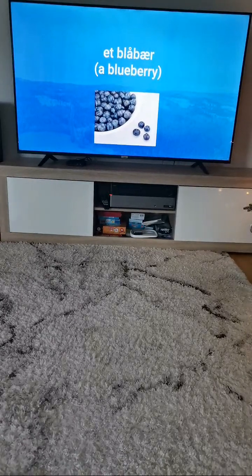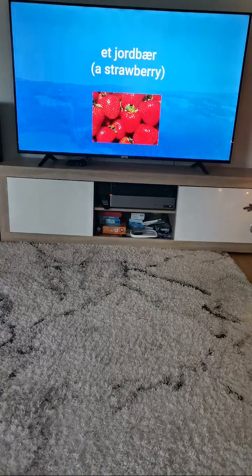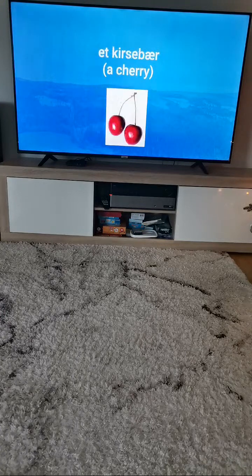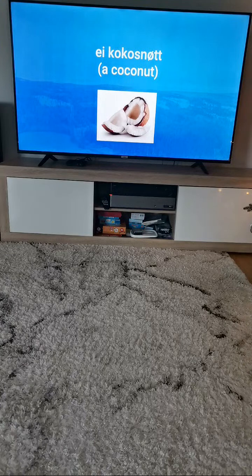Blåbær. Et blåbær. Strawberry is et jordbær. Et jordbær. Raspberry is et bringebær. Et bringebær. Cherry is et kirsebær. Et kirsebær. Coconut is a kokosnøtt. A kokosnøtt.